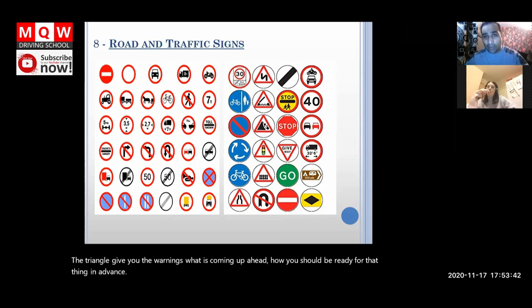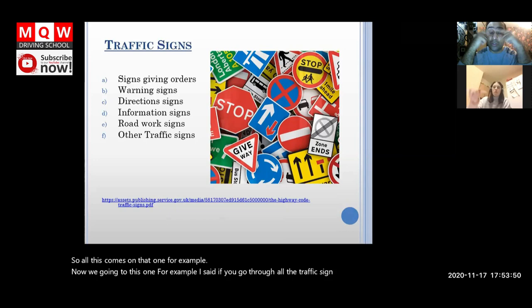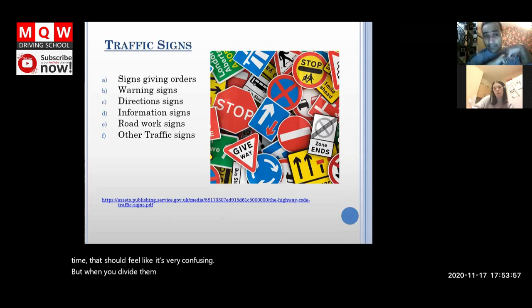For example, now we're going to this one. I said, if you go through all the traffic signs at the same time, it feels very confusing, but when you divide them separately, then things become a bit easier. So number one, signs giving orders. Number two, signs which give you warnings.